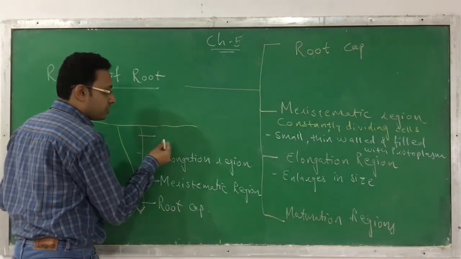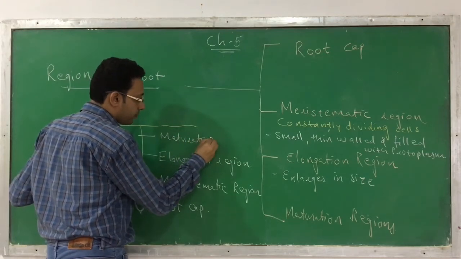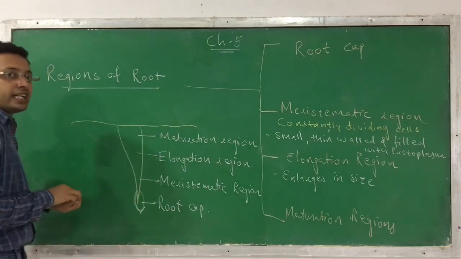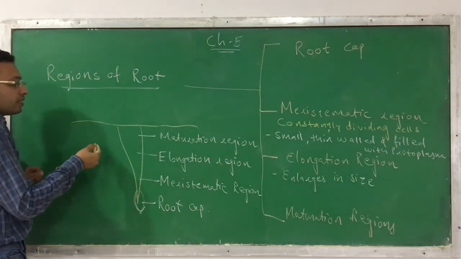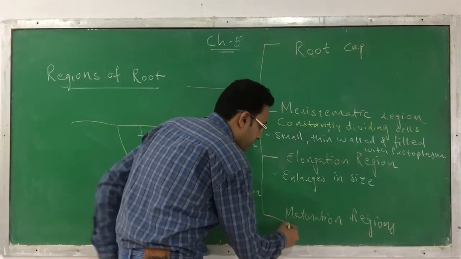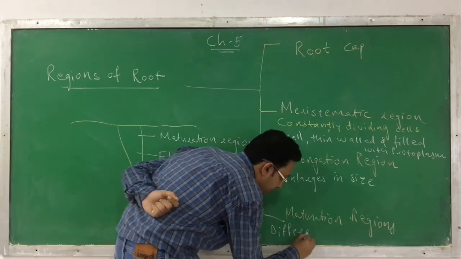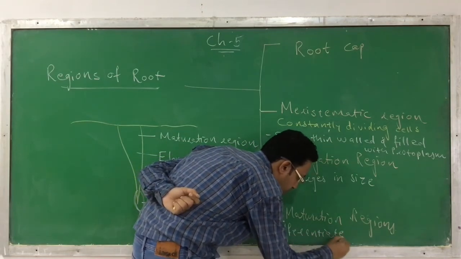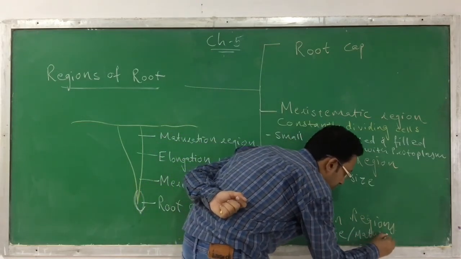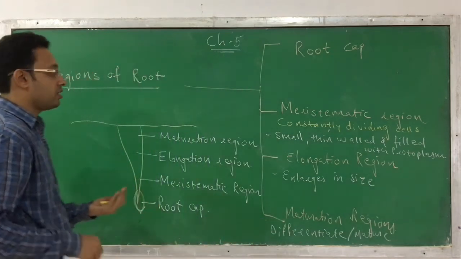And the last region is called the maturation region. Here in the maturation region, the cells which are elongated differentiate. Differentiate means they convert into special kinds of tissues. They differentiate or become mature to perform a specific function. So this region is called the maturation region.